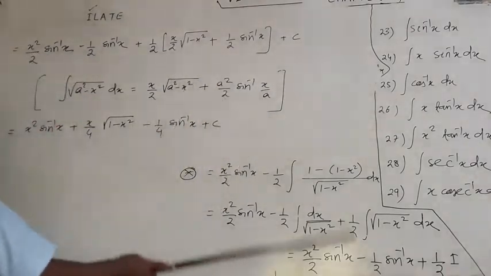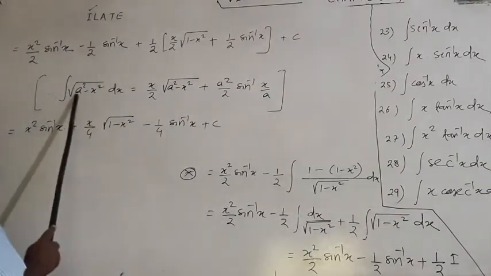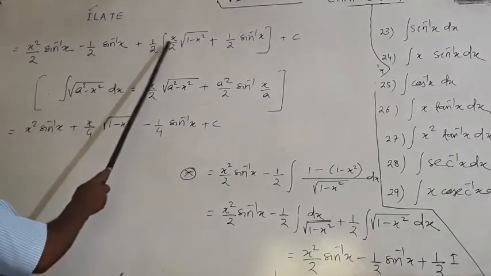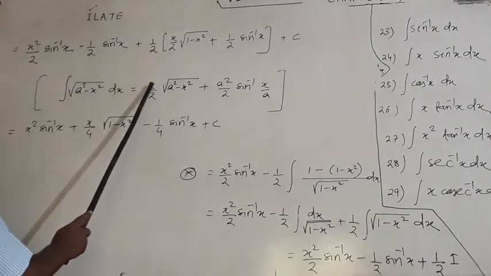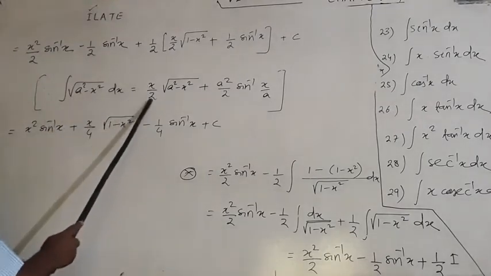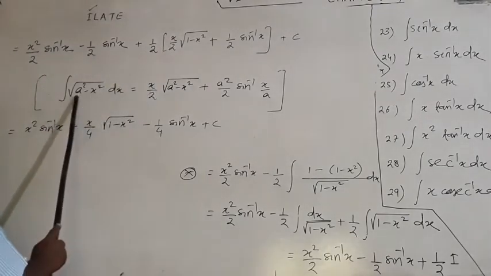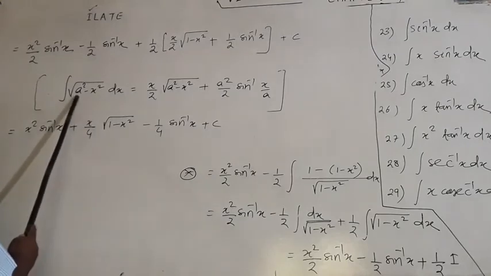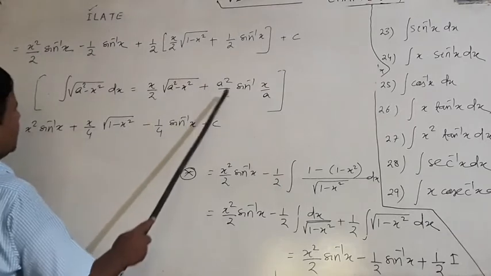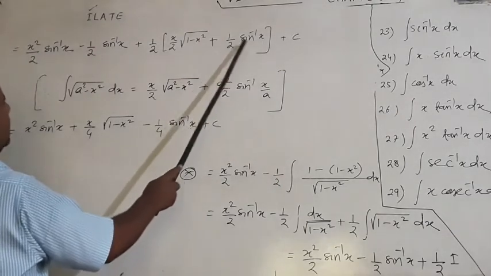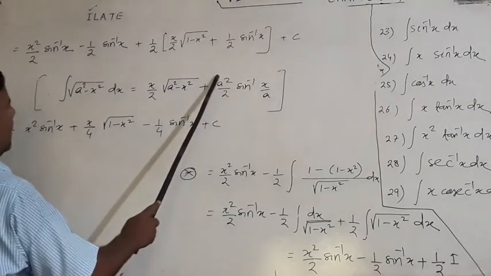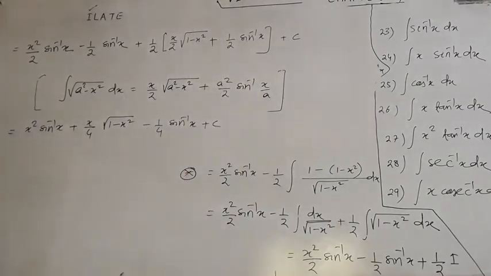Now here, what is it? 1 minus x square. In place of a square I am writing 1. So here what is the answer? x by 2 a square minus x square root over, as a square is 1. So I am writing 1 minus x square root over plus a square by 2, that is 1 by 2 sin inverse x by a. Since a is 1, it is 1 by 2 sin inverse x plus c.